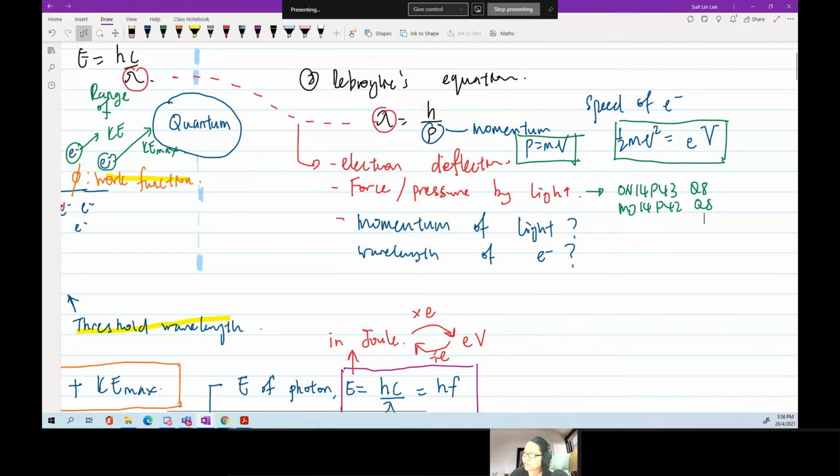Momentum of light, these two would be May/June 15, Paper 41 and Paper 42, Question 6. For Paper 41, it is Question 8. Okay, so go and try.